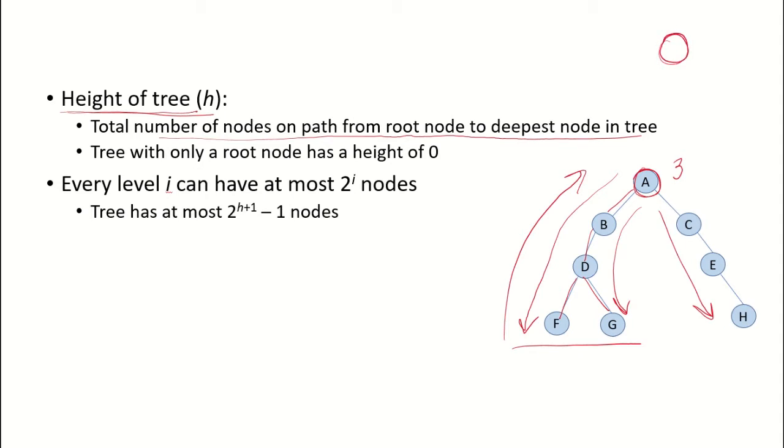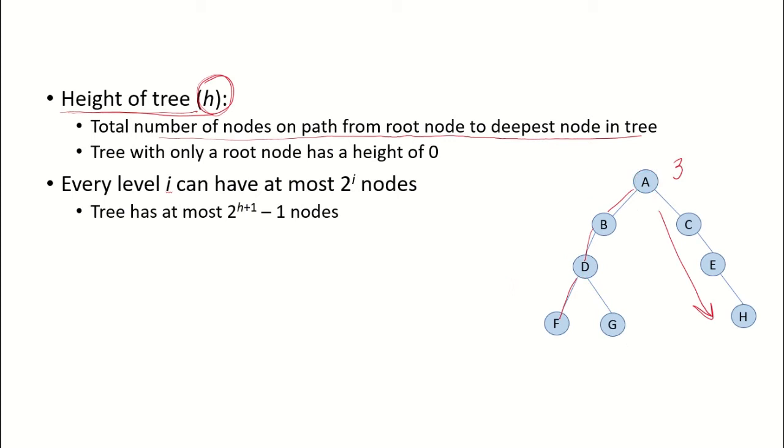So suppose the height of a binary tree is given, then how can we compute what would be the maximum number of nodes in that tree? If the height is given, that means we have to count the number of nodes at each level. So what is the number of nodes at each level that we have to compute? Let's see how we can compute that.